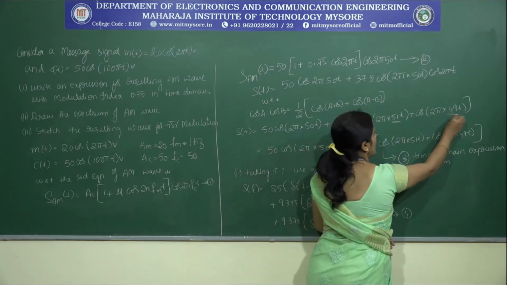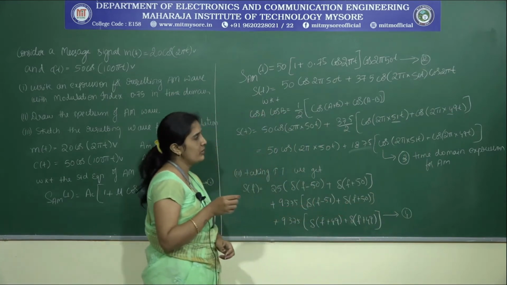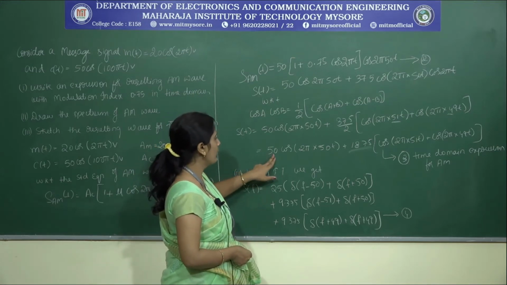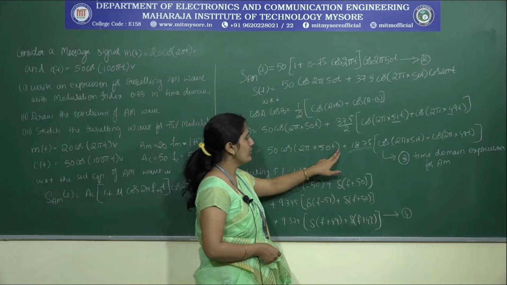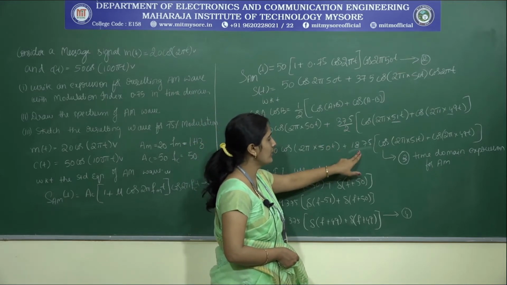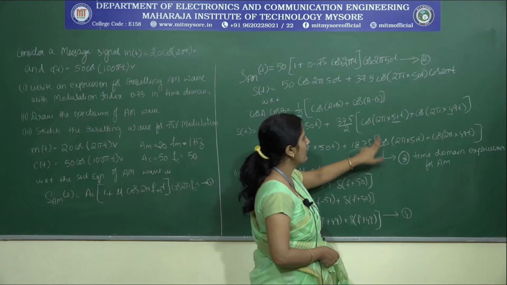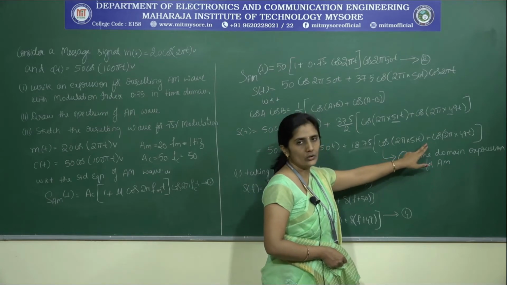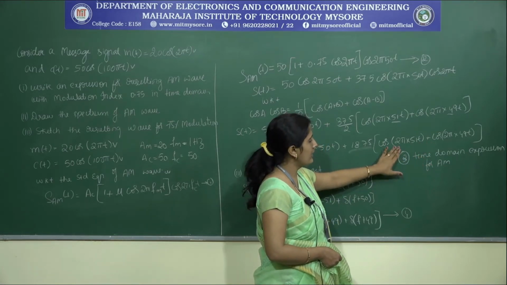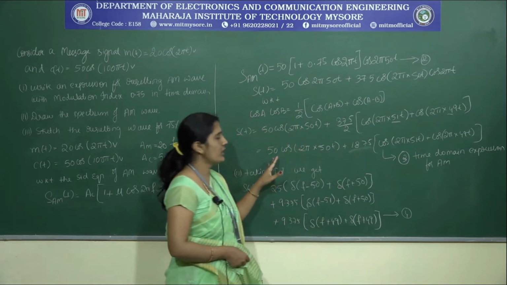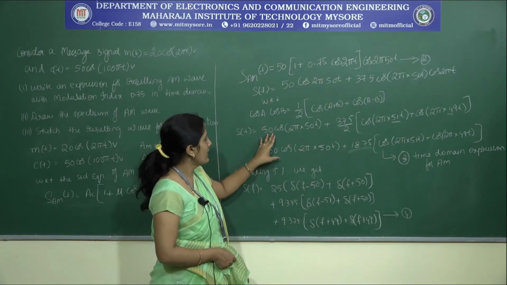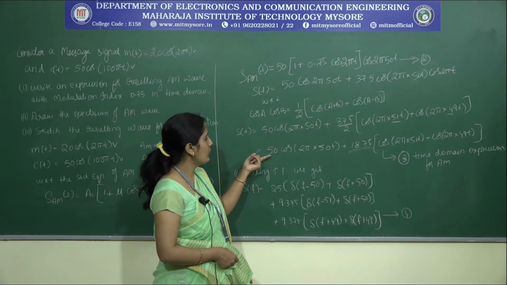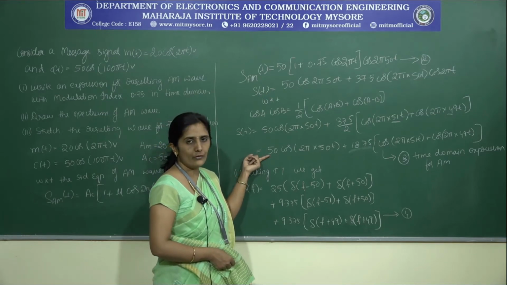We will consider this for the frequencies. In order to write the spectrum, we are going to consider those frequencies. So s of t is equal to 50 cos 2 pi 50t plus, after dividing, 18.75 into cos 2 pi 51t plus cos 2 pi 49t. This is the time domain expression for the AM wave. Considering this equation, we have to take the Fourier transform of it.